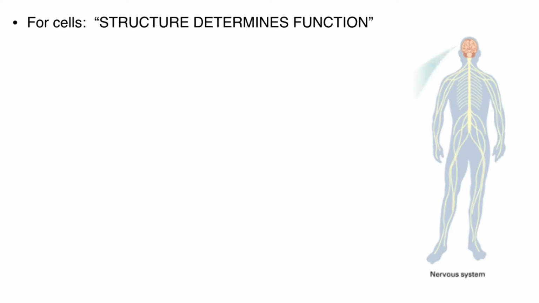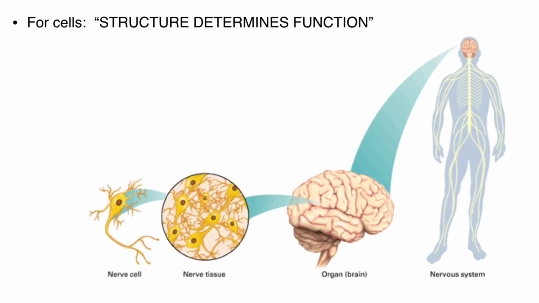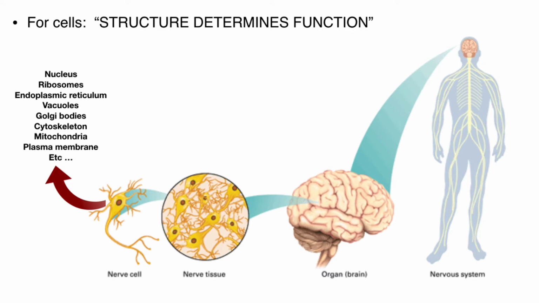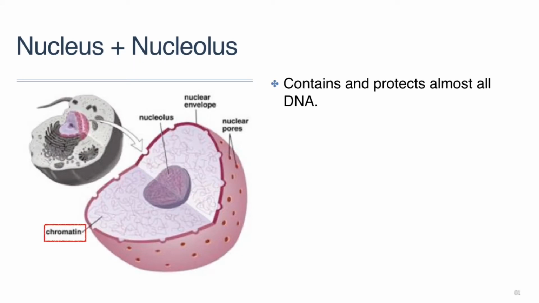So a brain is made up of nervous tissue, which is made up of nerve cells, which in turn is made up of specific structures and organelles that are necessary for their very specific function. So let's take a tour of the cell. The nucleus holds and protects the cell's DNA.